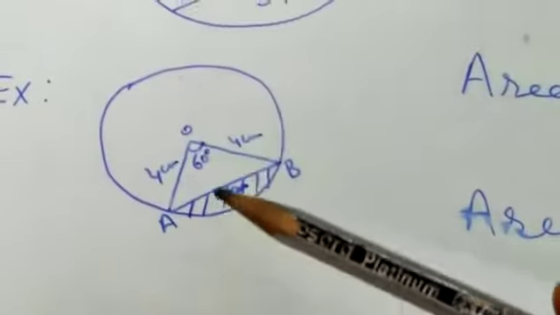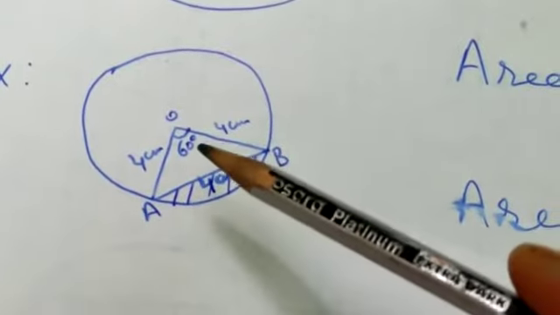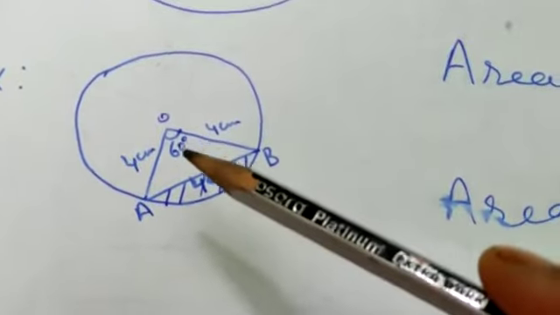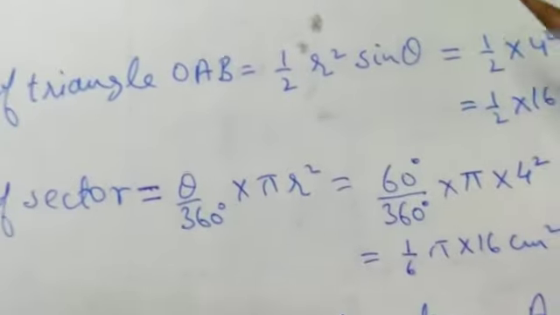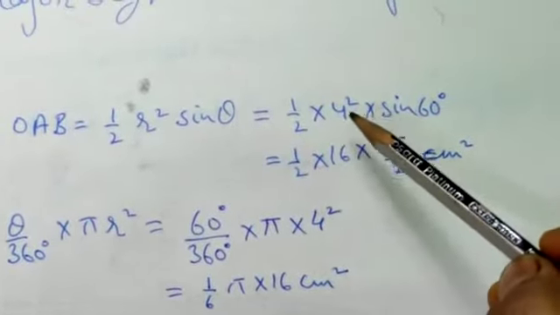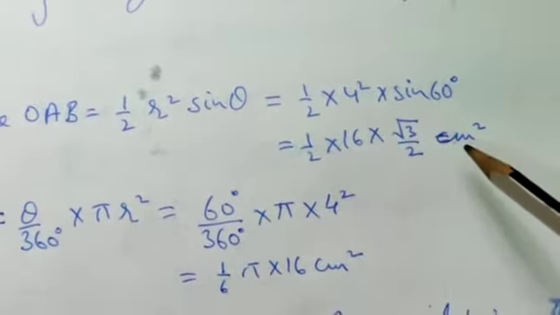Now we know that this is an equilateral triangle, so all the angles are 60 degrees. So this angle OAB which we require here is also 60 degrees. Now here we have theta and here we have r also. So the area of triangle becomes 1/2 × 4² × sin 60, which is 1/2 × 16 × root 3 by 2 centimeter square.